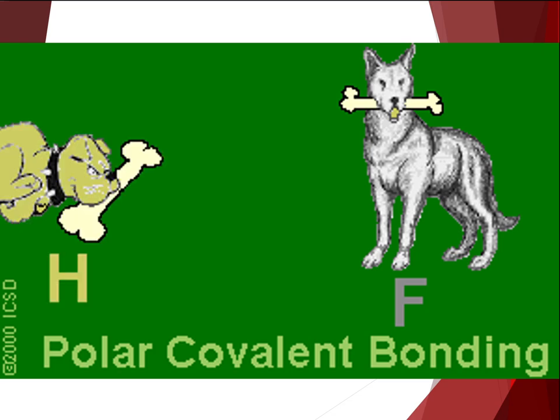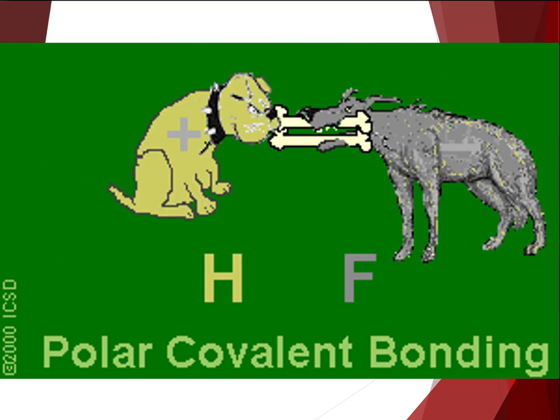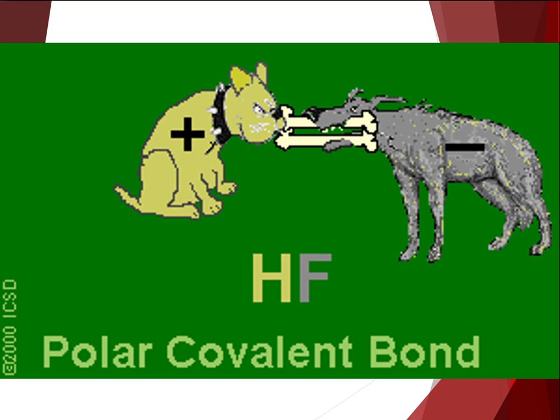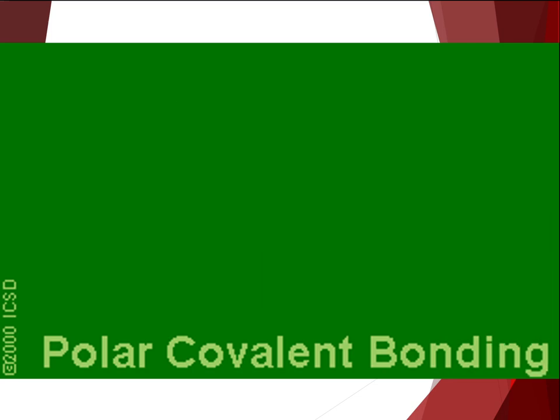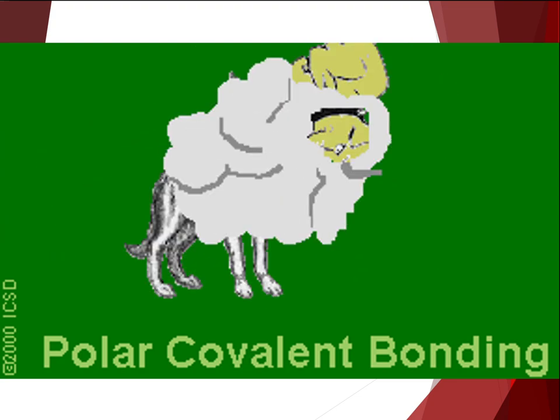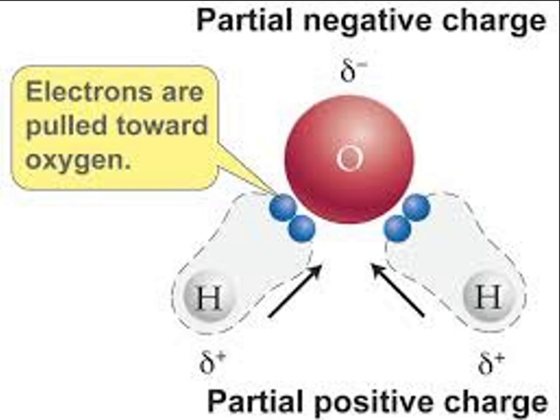One atom with a higher electronegativity will draw the bonding electrons toward itself, pulling those electrons away from the atom with the lower electronegativity value. The atom with the higher electronegativity becomes partially negatively charged, and the atom with the lower electronegativity becomes partially positively charged. This makes the bond polar. Examples of molecules with polar bonds are water, as you see on the screen here, and ammonia, which is NH3.